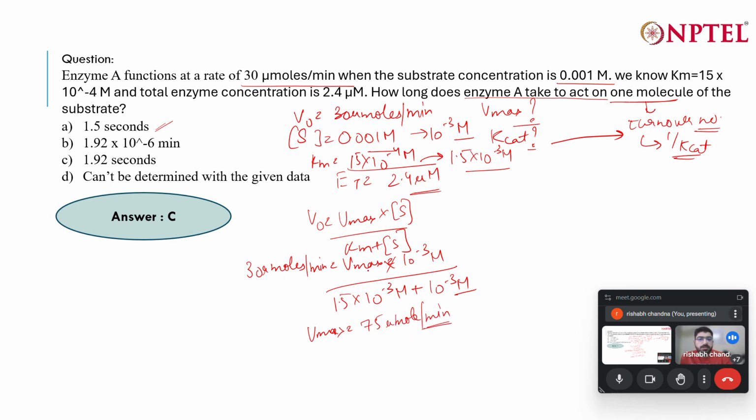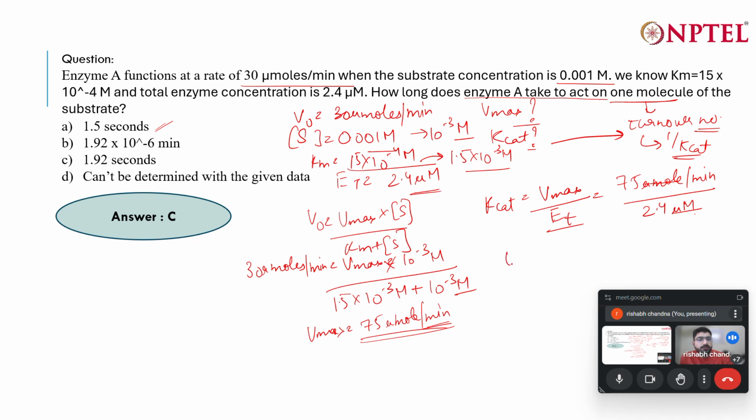Okay, you can calculate this because Vmax comes out to be 75 micromole per minute. Now, what is the formula for the kcat? It's Vmax by the total enzyme concentration. Vmax from here we have got as 75 micromole per minute, and the ET, that is the total enzyme concentration, was 2.4 micromole. So this can be cut, and this is around 75 by 2.4 per minute.